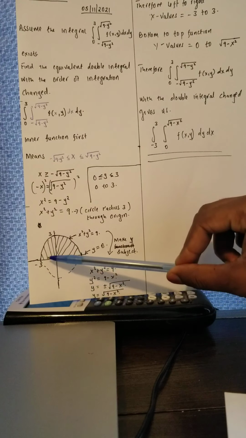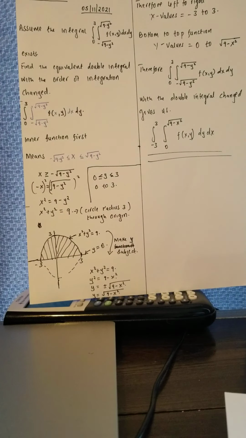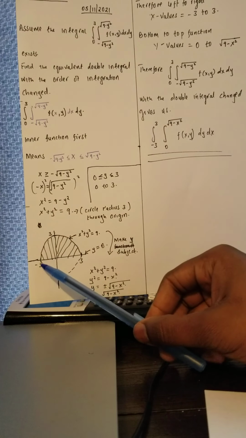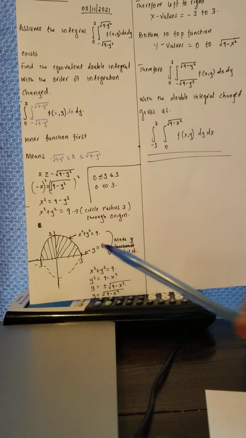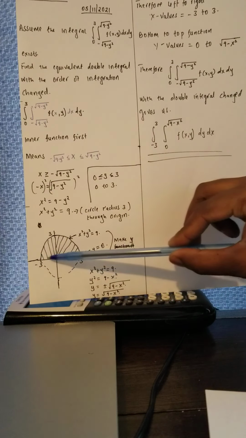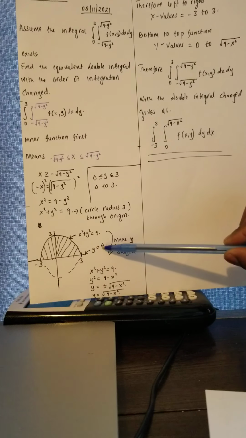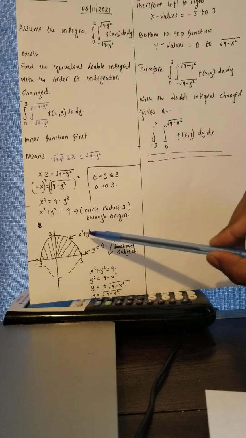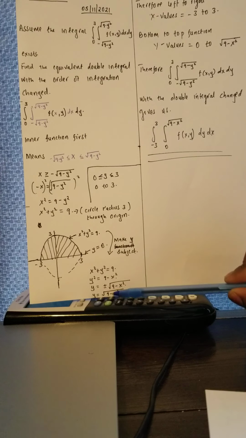All right, so now we have both the left and right limits of integration, and we have the bottom and top limits of integration. The left and right are from minus 3 to 3, and the bottom and top are from this line here, which is y equals 0, and this curve here, which is y equals the square root of 9 minus x squared.